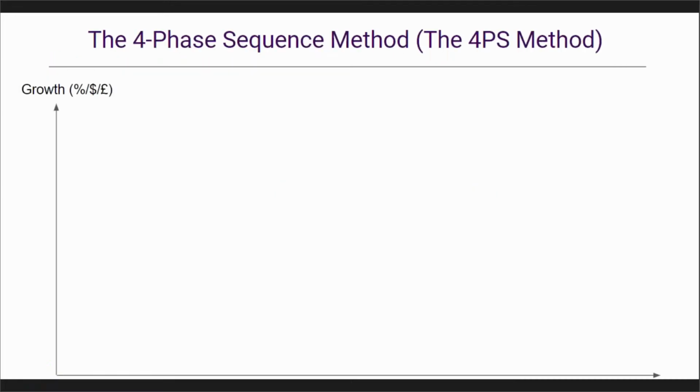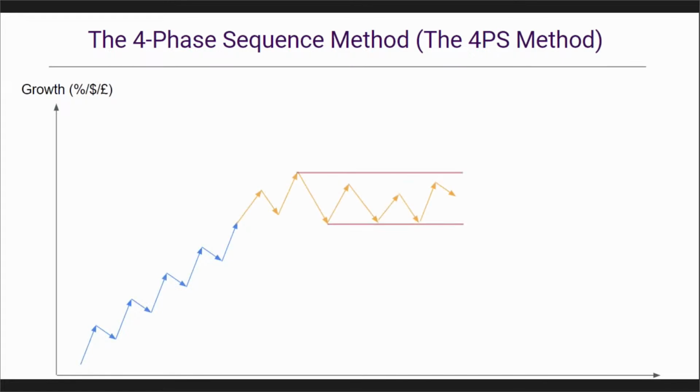So what does the 4PS method mean? Every stock I invest in has 4 distinct phases. So the 4PS method is called the 4-phase sequence method. Phase 1, phase 2, phase 3, and then phase 4. Phase 1 is a stock with a proven performance. If a stock has performed well in the past, it's very likely to perform well in the future. It's all about stacking the odds in your favor.